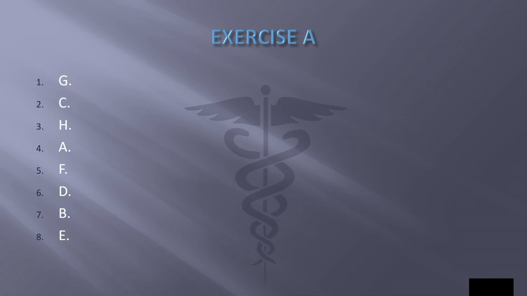Number 5, duodenum is letter F, the first part of the small intestine. Number 6, the jejunum is letter D, the second part of the small intestine. 7, ileum is letter B, the third part of the small intestine. And number 8, colon, is letter E, the large intestine.